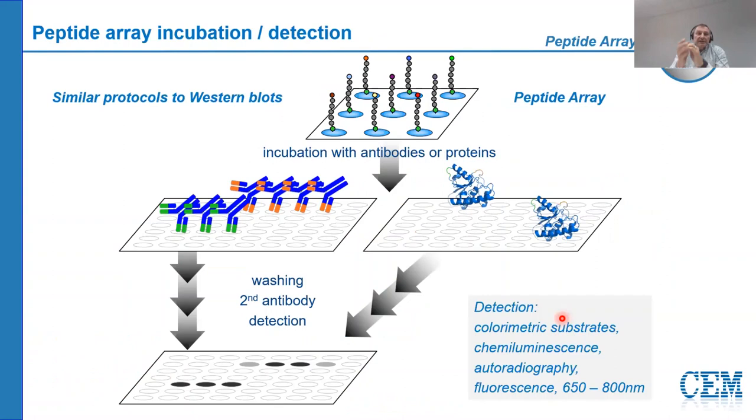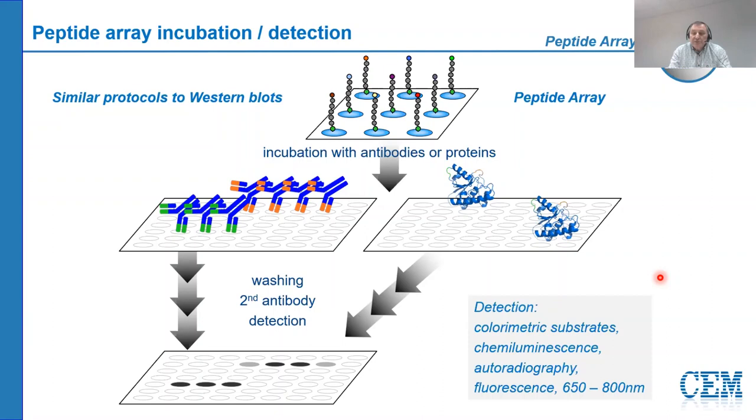Peptide array incubation is very similar in protocol to Western blots. From the synthesized array of peptides, we can do the incubation with a first antibody binding to the antigen. We have a second antibody for the detection. We have different ways of detection, like colorimetric substrates, chemiluminescence, autoradiography. On fluorescence, we are a little bit limited because of the white background of the cellulose. We are generally working in the range of 650 to 800 nanometers.